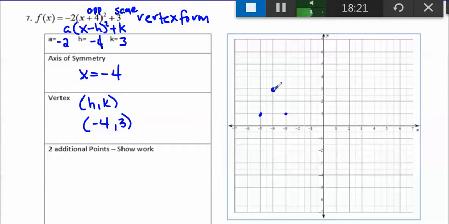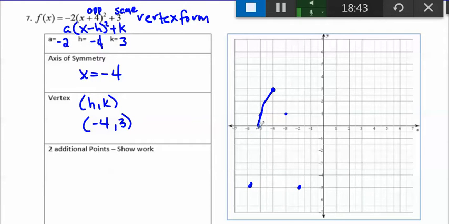We need to go down, and we need to go down twice as many, so it would be over 2 and down 8. So from 3, I'm going to go down 8, and I will end up at -5. And then I'm going to go back and down 8 as well.